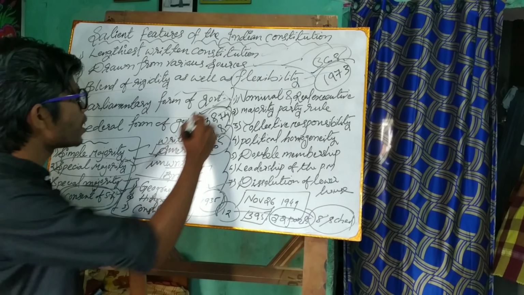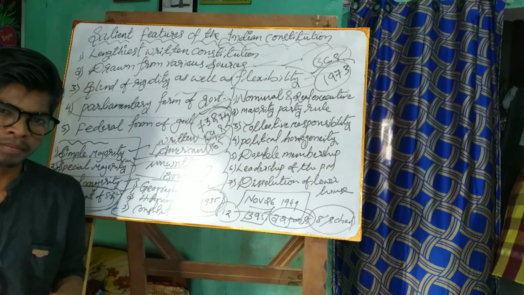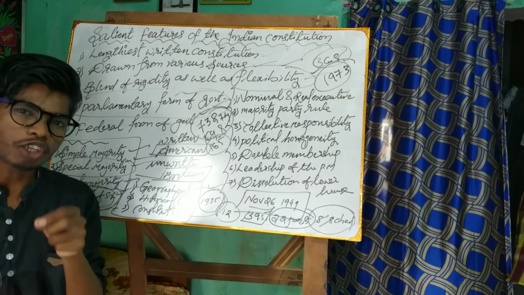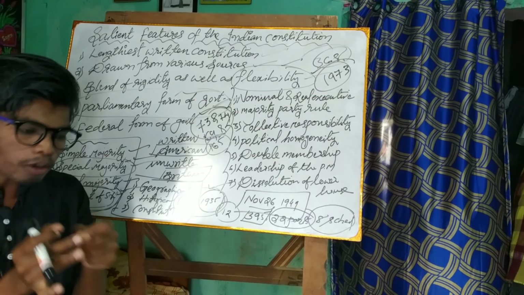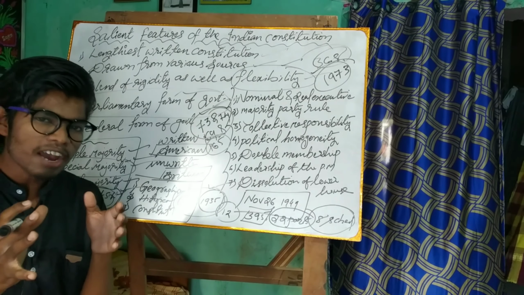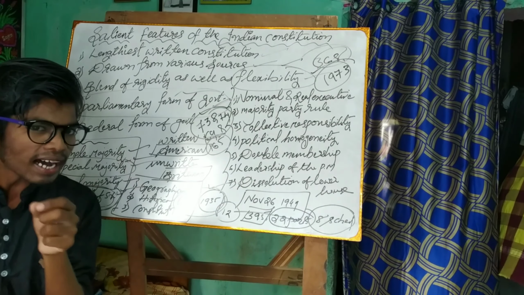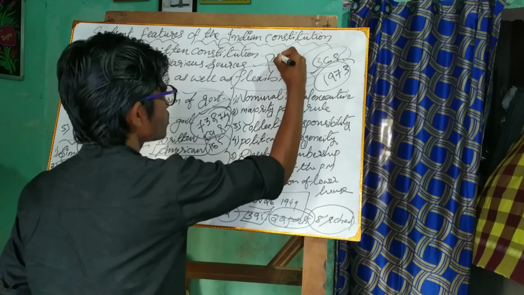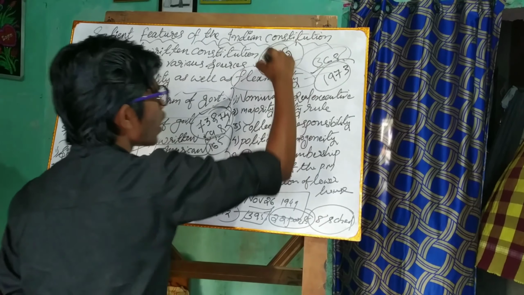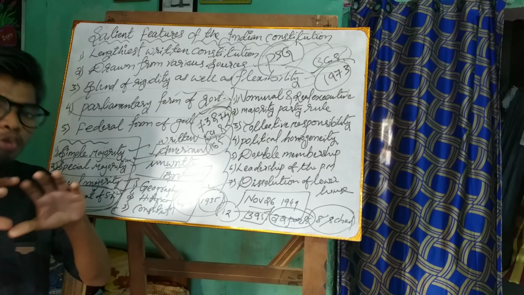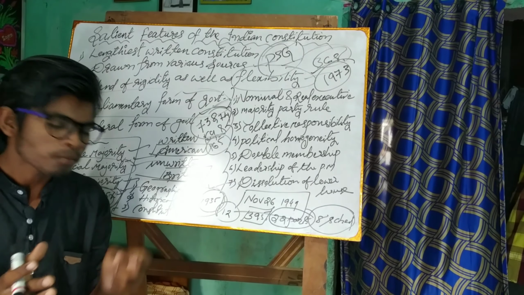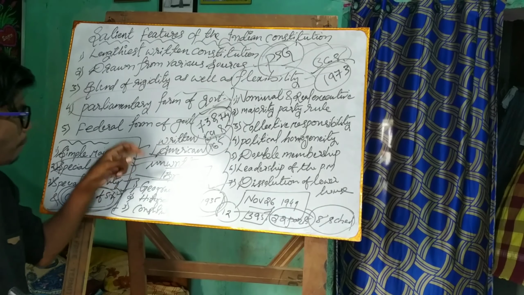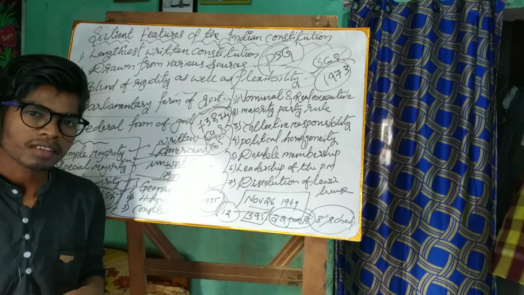Let me tell you, what do you mean by the parliamentary system of the government? A parliamentary system of government is the one in which the executive is responsible to the legislature for its every policy and act. On the other hand, the presidential system of the government is the one in which the executive is not responsible to the legislature for its every policy as well as act.